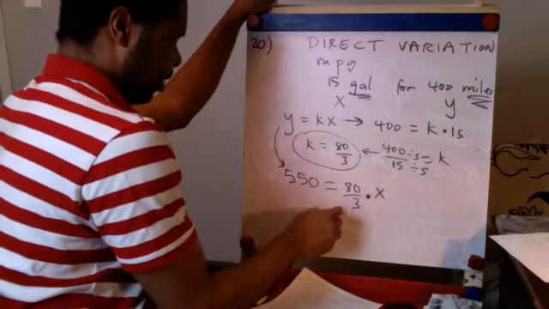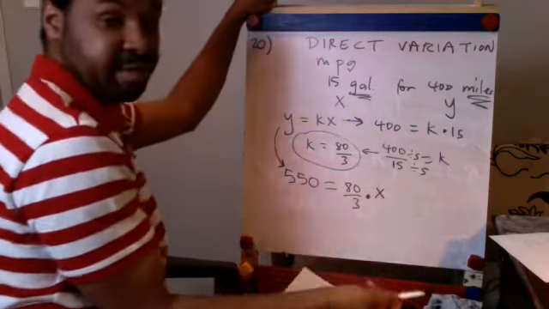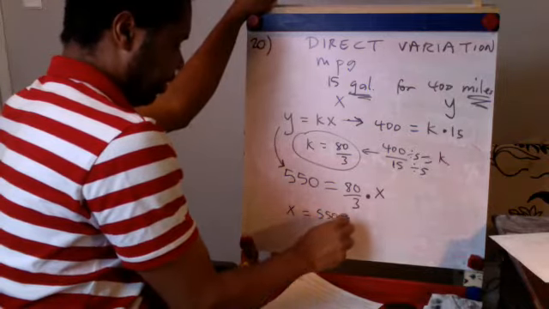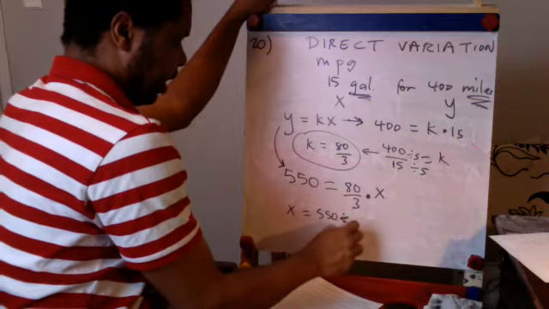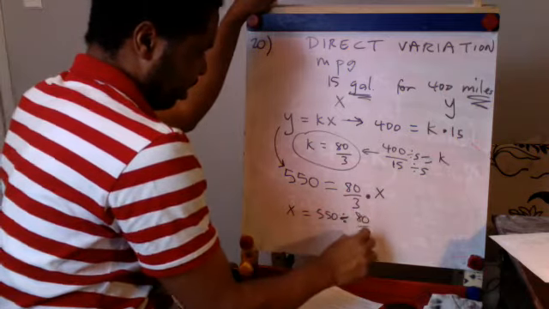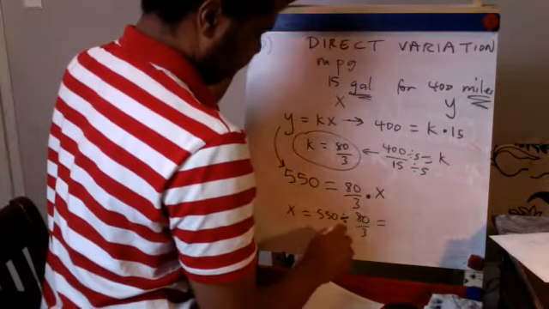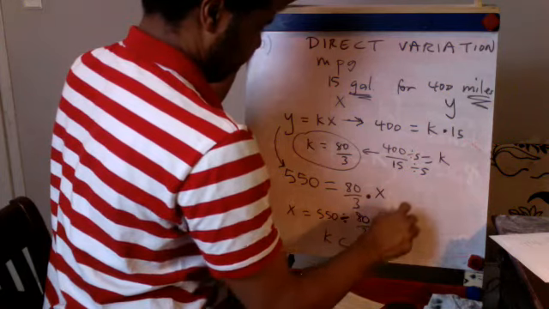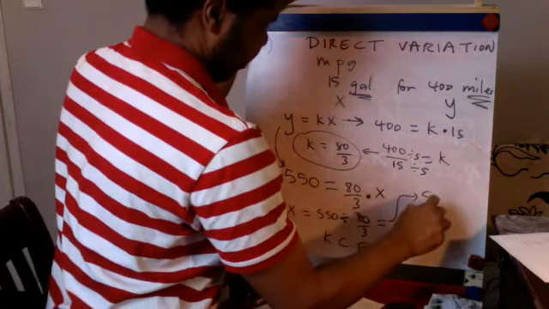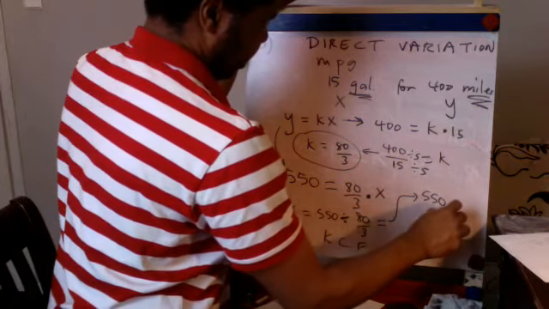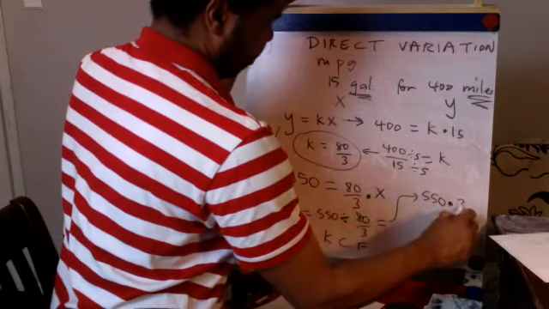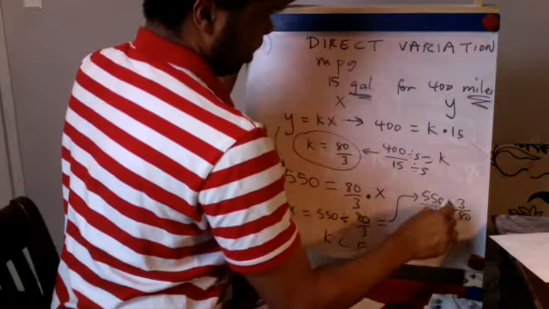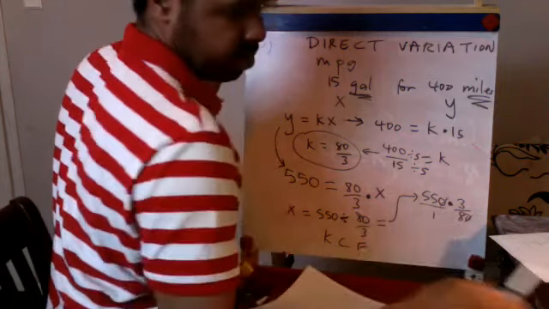Now if you're trying to solve a multiplication problem, you have to divide, right? So that means X is going to be 550 divided by 80 over 3. It's going to be keep, change, flip, so KCF. So that's going to be 550 times 3 over 80. You do that, you're going to get some value.